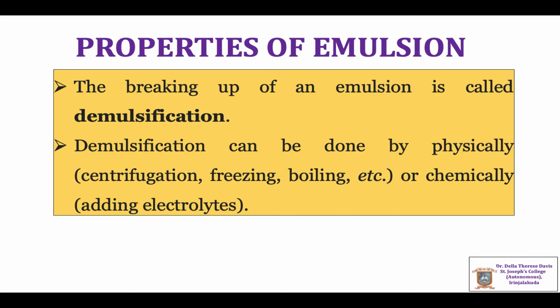The breaking up of an emulsion is called demulsification. It can be done by two methods, physically and chemically. Chemical methods include addition of electrolytes, whereas in physical methods, it is done by freezing, boiling, centrifugation, etc.